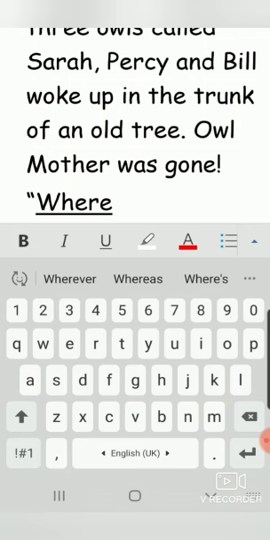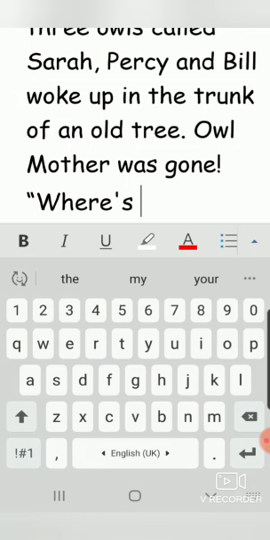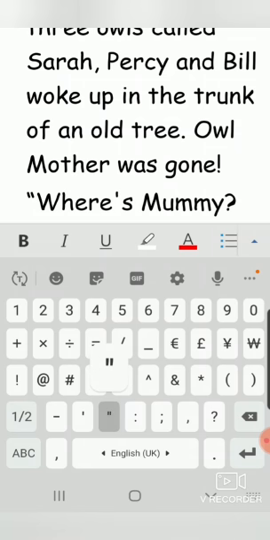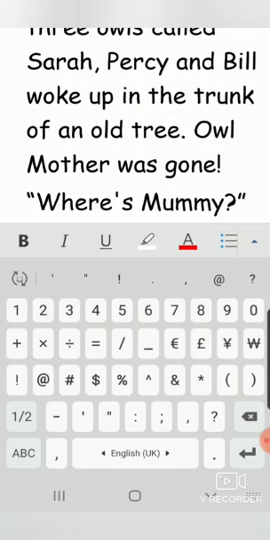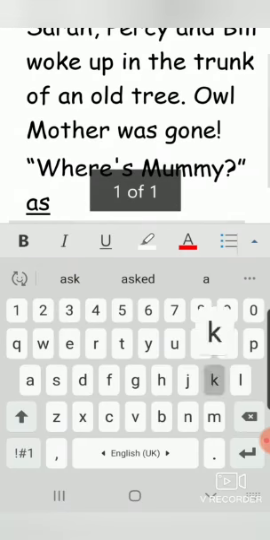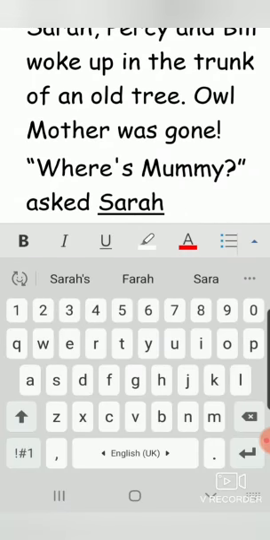Where's mummy? And it's a question, so what do we need to use? A question mark, that's right. And that's the end of her speaking, so we have to close the speech marks there. Where's mummy? asked Sarah, capital letter for her name, full stop.